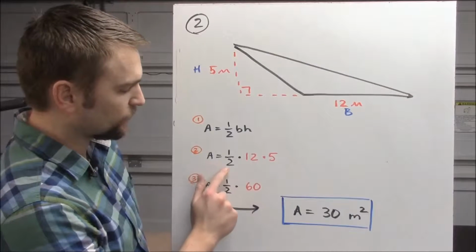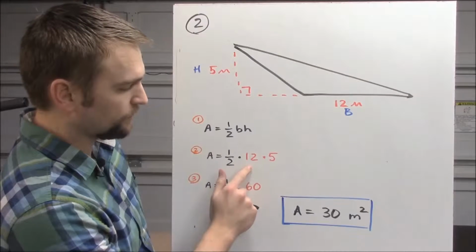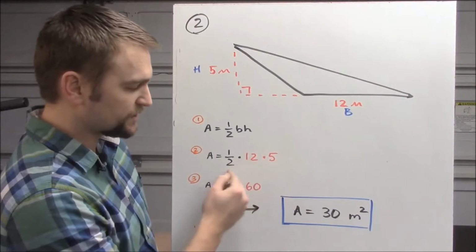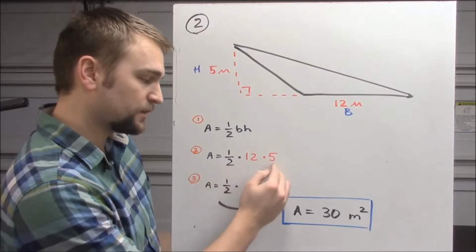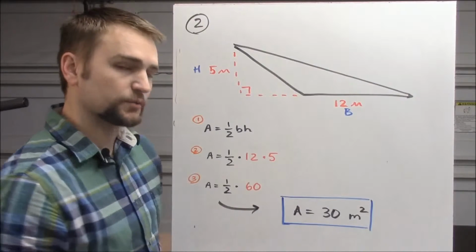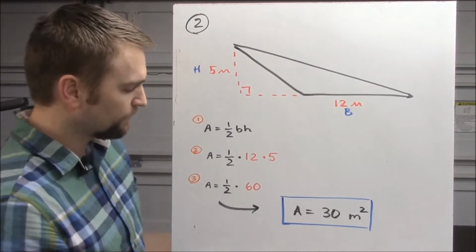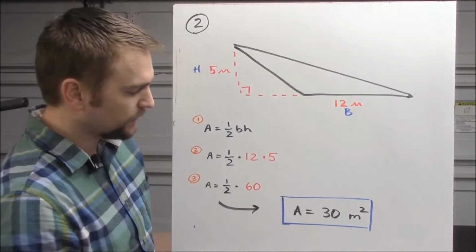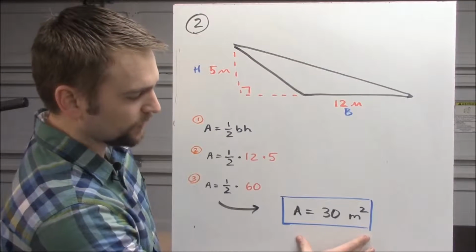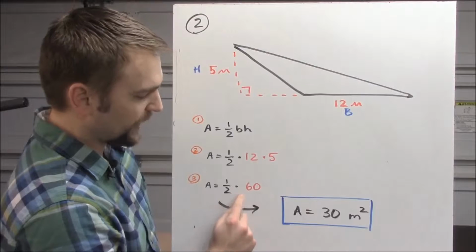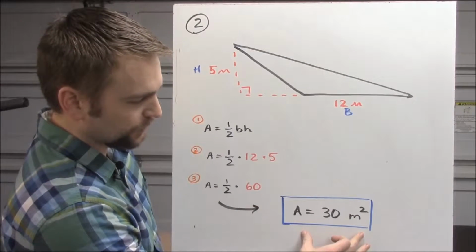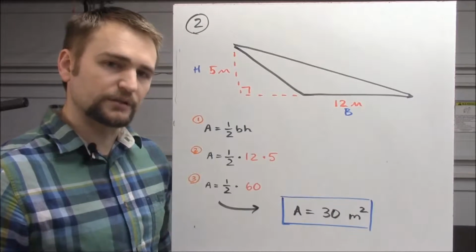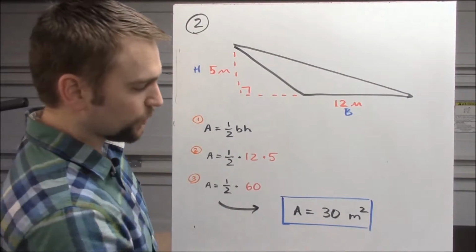So I can now plug in 1/2 times 12 times 5, and you could proceed to multiply in any order since we're dealing with just multiplication. So I have down here 1/2 times 60, and then proceeding to our final answer, 1/2 of 60 is 30 meters squared. Remember, we're dealing with square units, so we need to label meters squared.